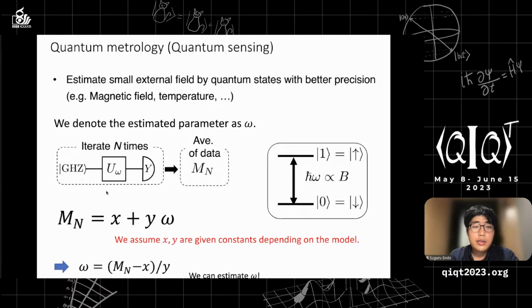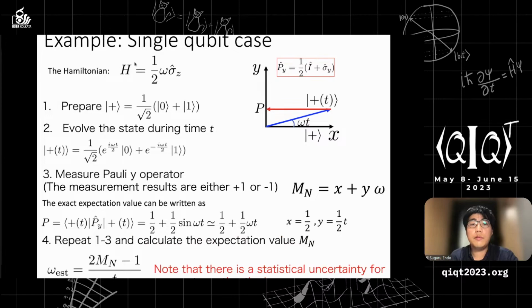And there is some theoretical prediction which relates the average of the data and the parameters. By using this relationship, we can estimate the parameter omega from the experimental result. For example, when we use a single qubit to measure parameter omega in this Hamiltonian, we prepare a plus state and evolve the state like this. The state has the information of omega, and we perform the Y measurement, and it can be described as this.